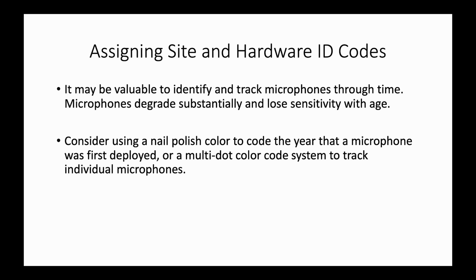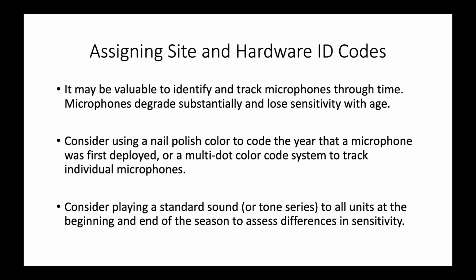Or you might find it valuable to track individual microphones, particularly if you're doing detailed measurements like trying to estimate density of populations. And in this case, you can use a multi-dot color code system. So an individual microphone might be denoted by red, red, yellow, blue as its ID code. That allows you to track individual microphones without having to try to write on them or fix a permanent number.